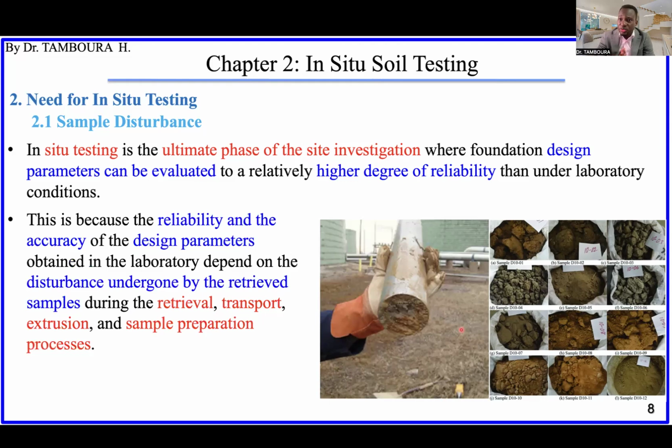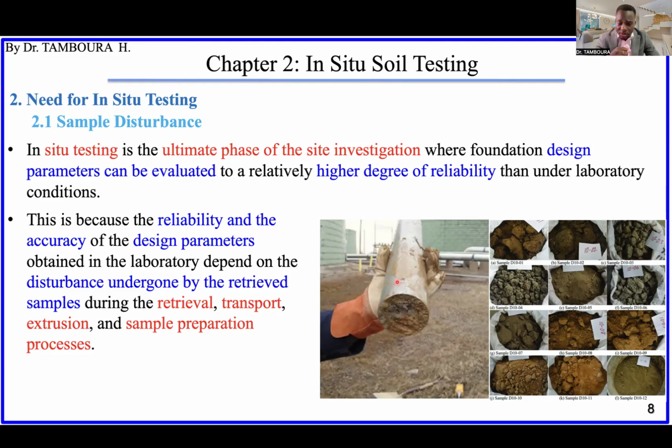However, if you do, for example, a CPT test or SPT test, this is an in situ test. The information you are getting from these is more reliable than the soil parameters you are getting in the lab, because the soil samples are disturbed. The degree of disturbance is maybe different from this one or this one, for example. The degree of disturbance is different, but they are still disturbed samples.